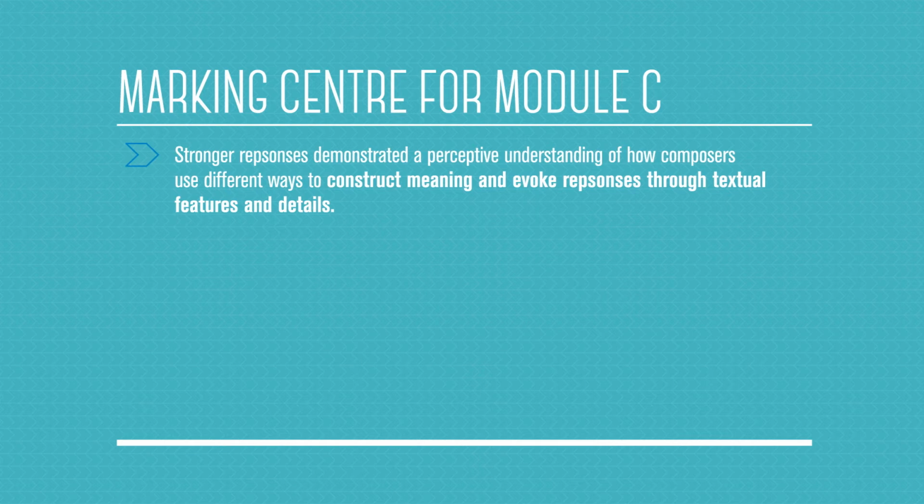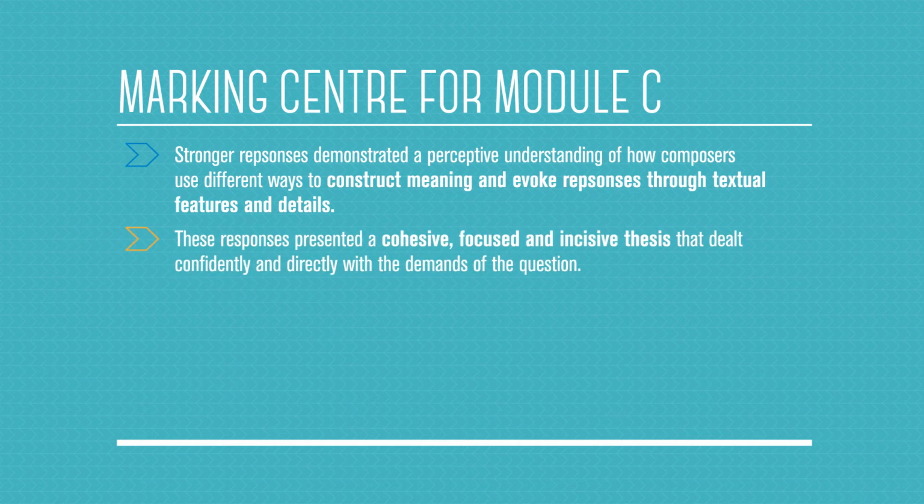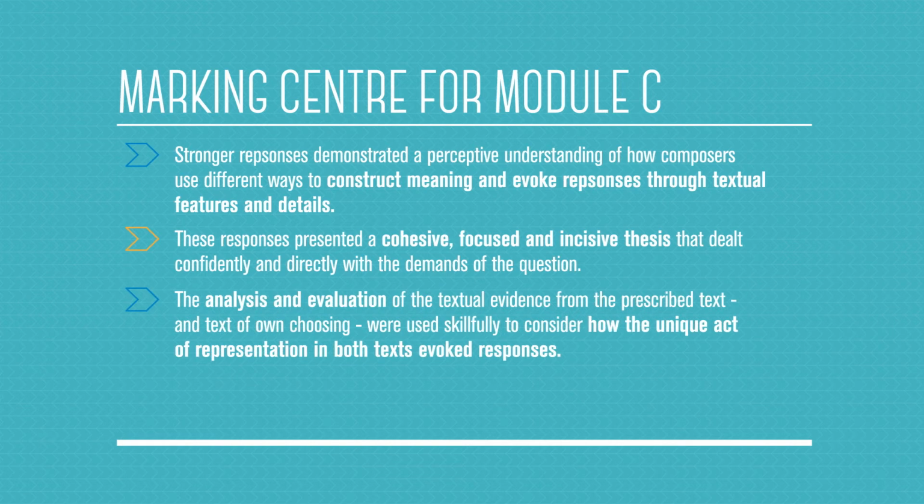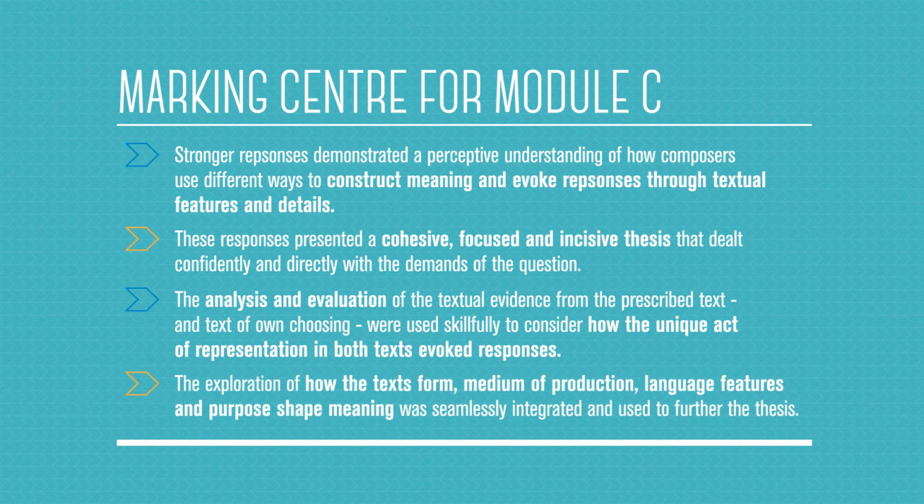That's why I try to make your related texts a different form. You don't have to, but I think it's a really good idea because then you can contrast the way that form, structure and medium production work. You have to have a cohesive, focused and incisive thesis that immediately goes into the question. You've got to analyse and evaluate the textual evidence in terms of the act of representation. And this means you explore the medium production, the text form, the features and how they work together.